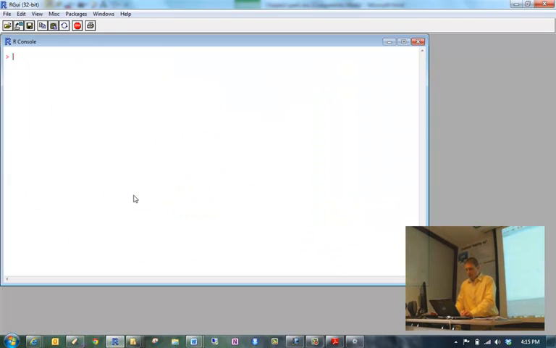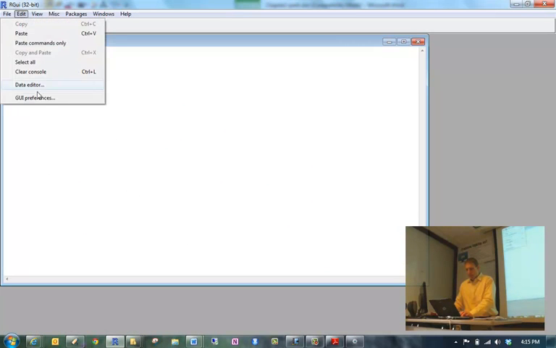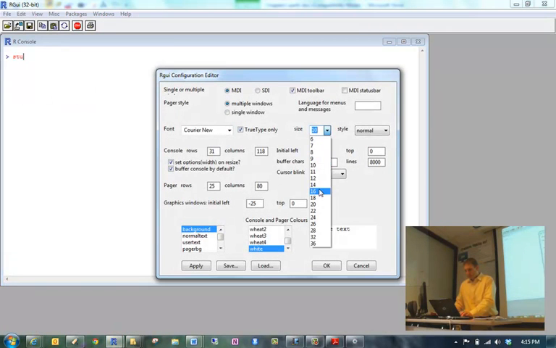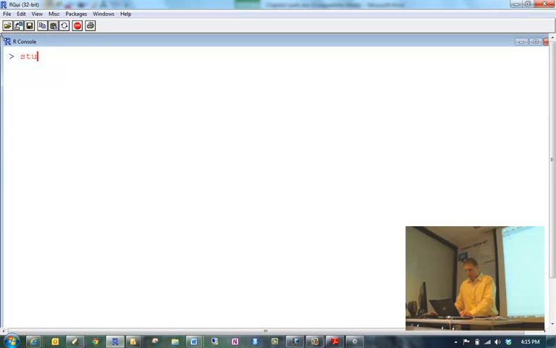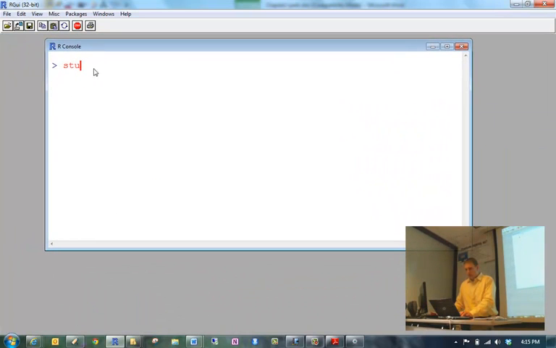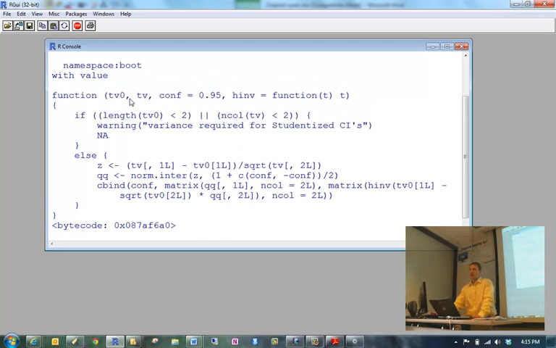I should be able to simply type, make this a little bigger. It's too big. I should simply be able to type stud.ci and see the function. And I've shown you once before that stuff like this can happen. Does anyone remember what one does? Yep. There's a function called getAnywhere. And that shows me now the actual code.